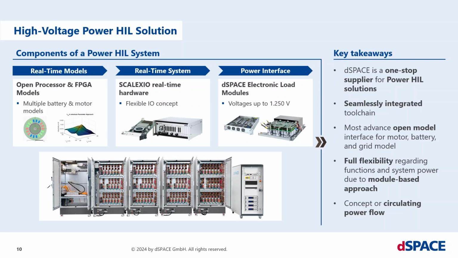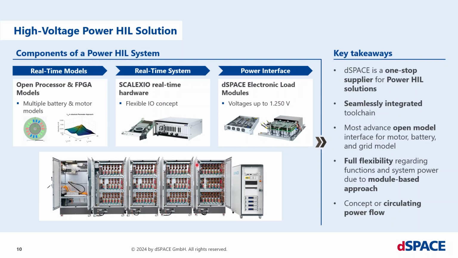Due to the fact that each load module is current controlled, we can scale the overall system power by connecting multiple load modules in parallel. So if the power of one load module is not enough, take 2 of them in parallel. Take 10 of them in parallel. There are no limitations in parallelizing these load modules.